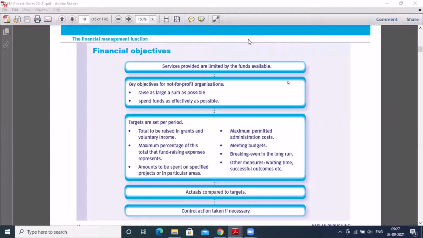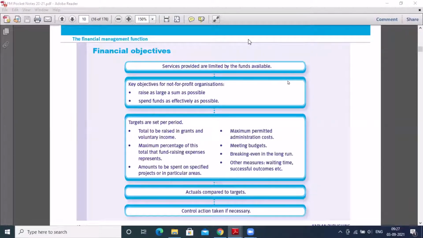And meeting the budget. Meeting the budget means, let us assume that the organization wants to construct a building and their budgeted value of the building is $1 lakh. So always they need to focus on meeting that particular budgeted value.